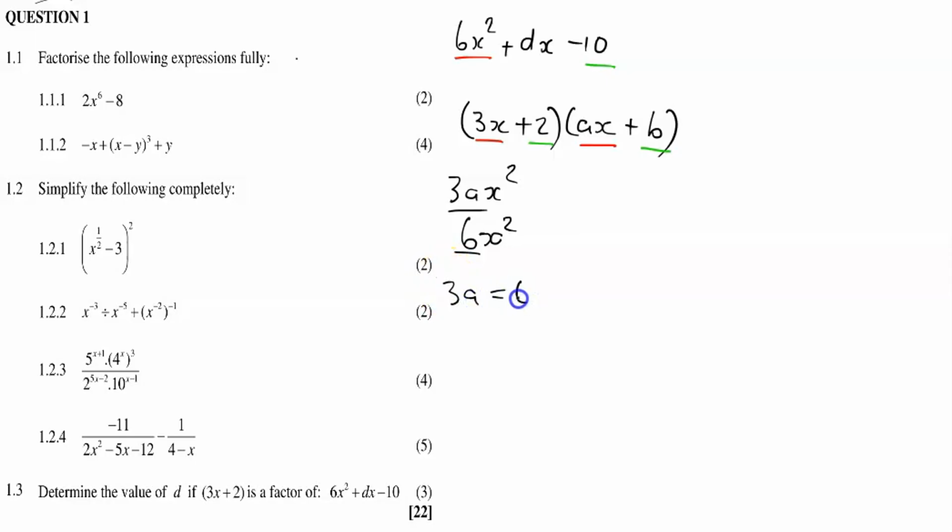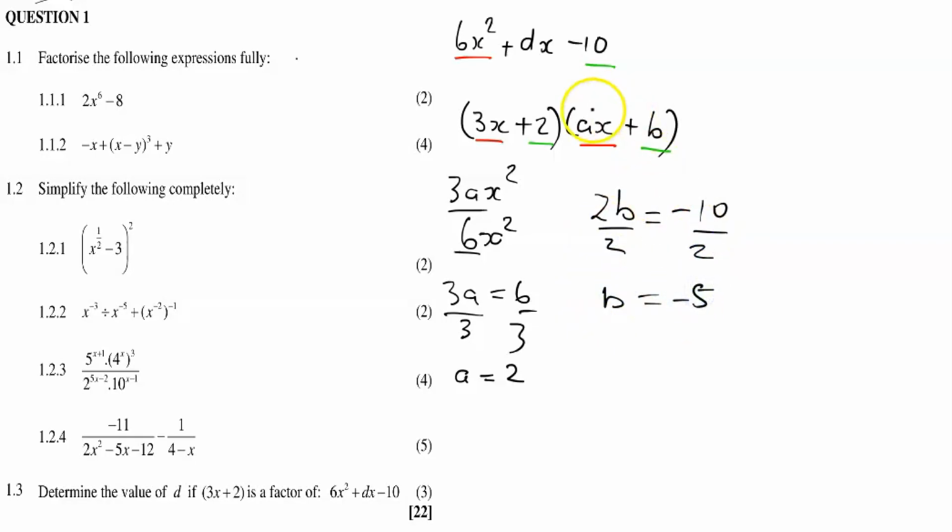So 3a is equal to 6, divided by 3, divided by 3. A is equal to 2. And then this one, 2 times b is 2b, is equal to negative 10. And then you divide by 2, you divide by 2, your b is equal to negative 5. So you can just substitute the value of a and the value of b there. Then you'll be having 3x plus 2, and then this side is 2x minus 5. Then now you can remove the brackets and see what the value will be there with this d.